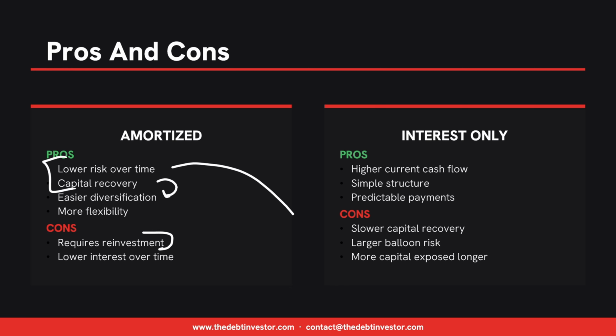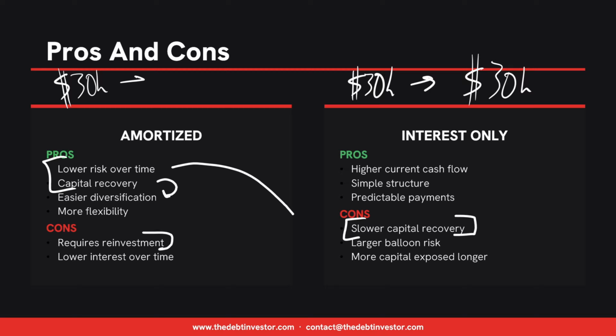Whereas interest only, you're going to get the higher cash flow, a simpler structure, and predictable payments in both of them. But the cons, you're going to have your money out for a long time. So once again, $30,000 over here. They owe you $30,000 at the end, right? But $30,000 with an amortized loan, what do they owe you at the end? Zero. It's completely paid off.